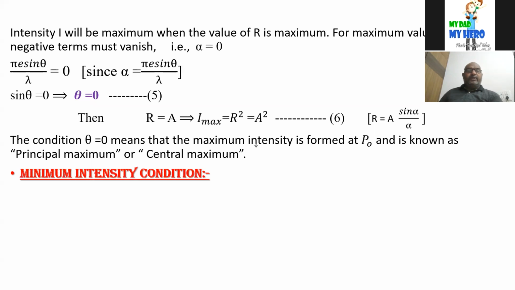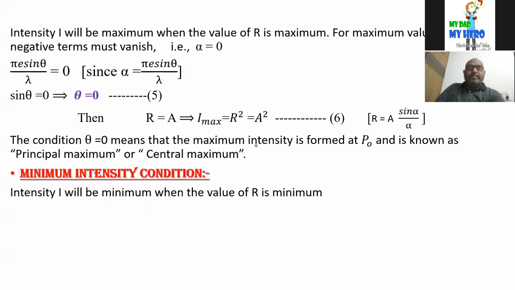And the second one is the minimum intensity condition. For the minimum intensity condition, I will be minimum, then R will be minimum. R is equal to A sine alpha by alpha, which is equal to 0. Either A is equal to 0, so R is equal to 0, or sine alpha is equal to 0. Sine alpha is equal to 0, so alpha is equal to plus or minus n pi.